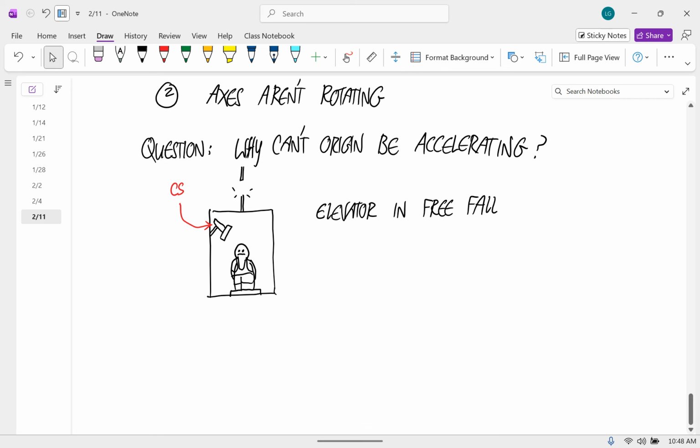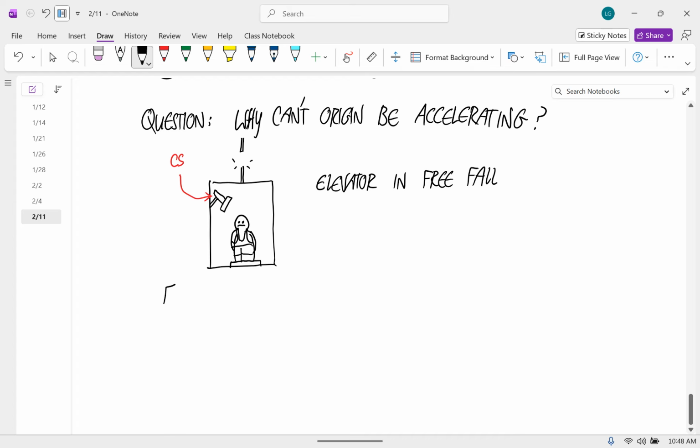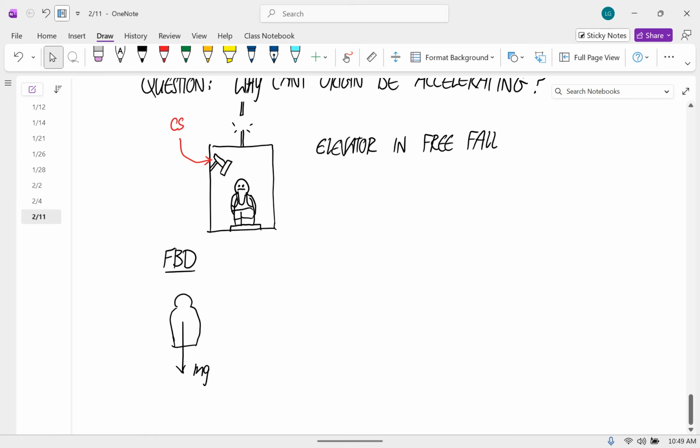So let's think about putting stuff in Newton's second law. So first I'm going to draw a free body diagram of the person. So there's an outline of the person. What forces are acting? Gravity. So that is, well, I'll call it just mg. What does that scale that he's standing on read if this thing is in free fall? 0. Yep. The scale would read 0.